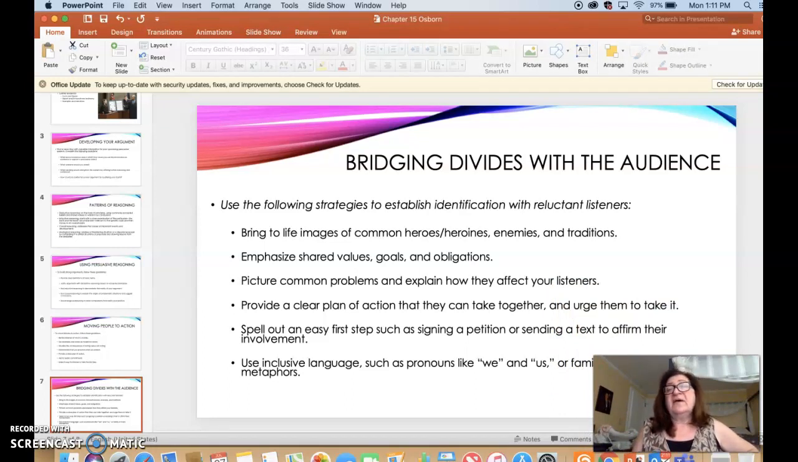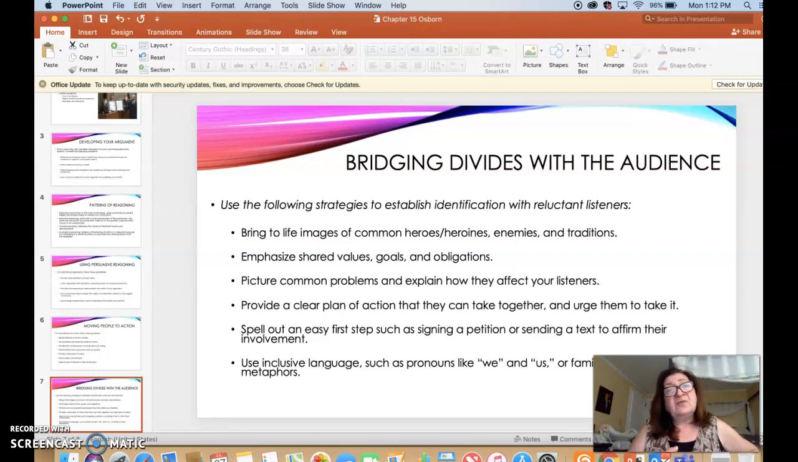How do you bridge divides between you and your audience? If there are things that people see differently from you, here's how to create identification. Remember, we said that when we speak with an audience, we want first of all to create identification and then integration. But there could be audiences who are reluctant, and we call them reluctant listeners. How to bridge the divide between the speaker and the reluctant listener?